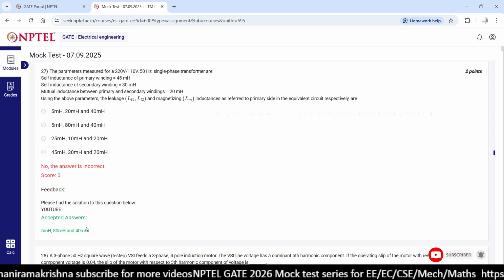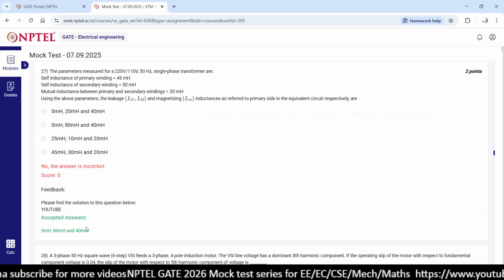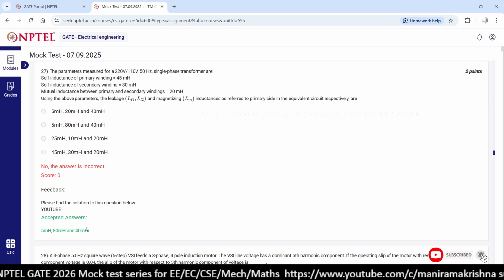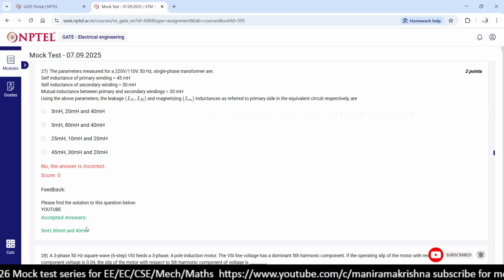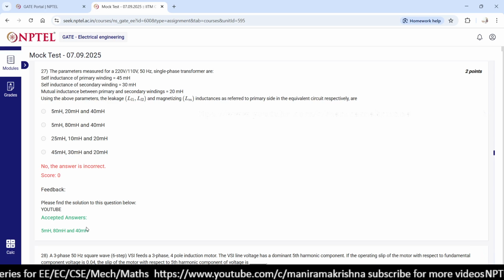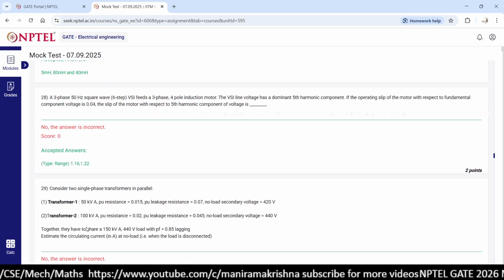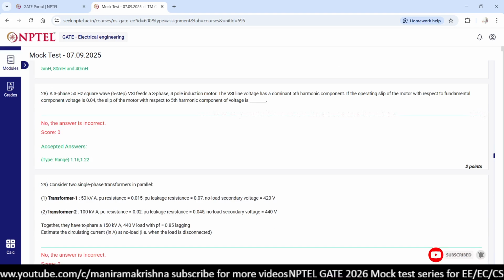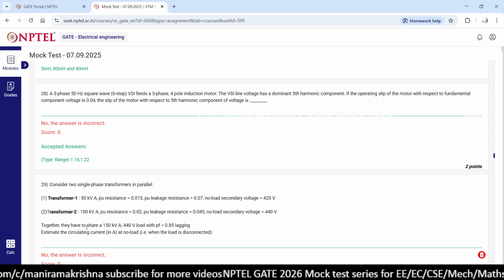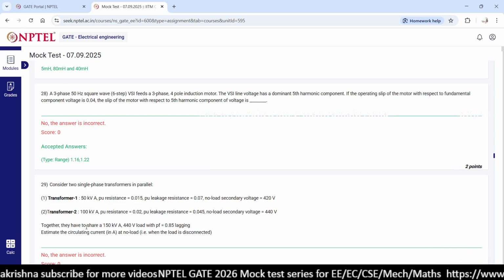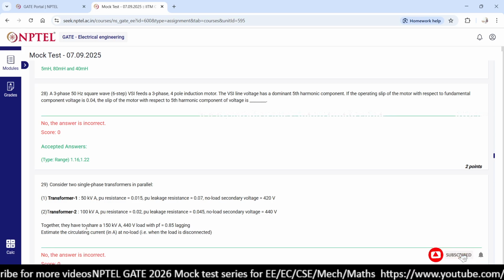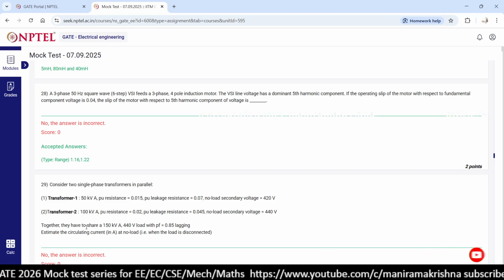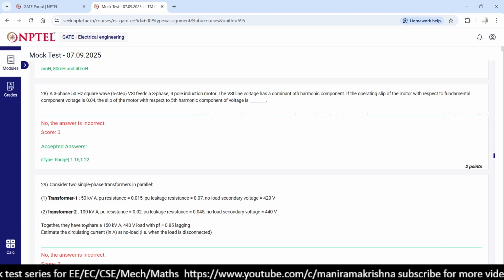27th question, single phase transformers. 28th question, we have a three-phase 50 Hz square wave voltage source inverter, for power electronic drives. So we'll have an induction motor and power electronics mix. That's the power electronic drives.